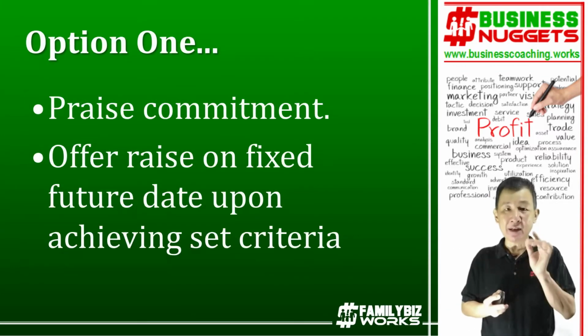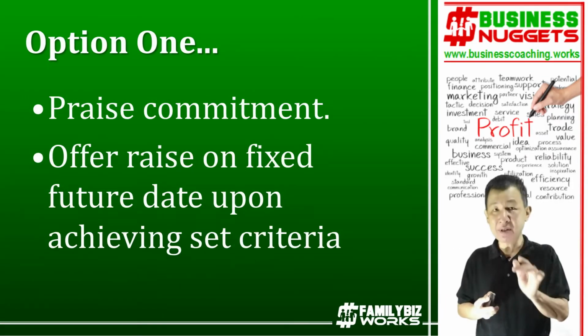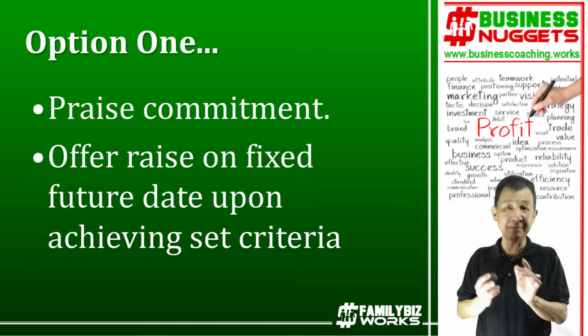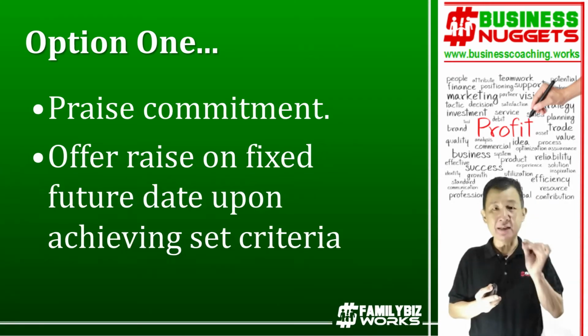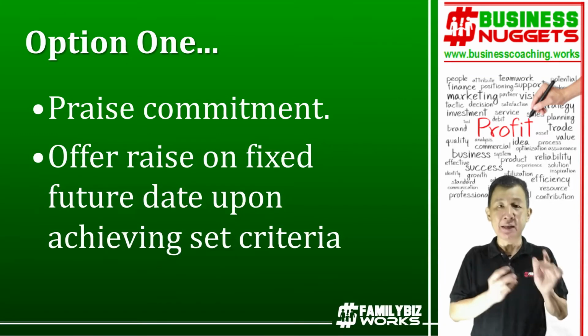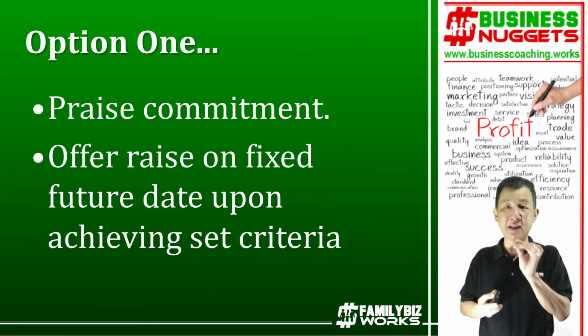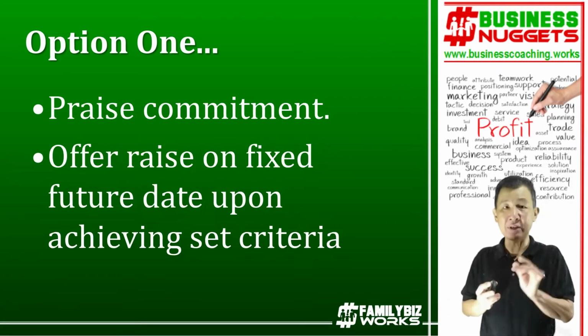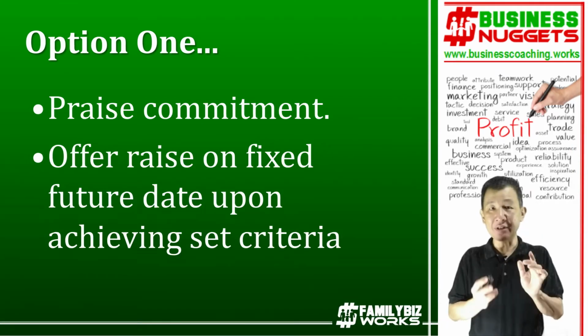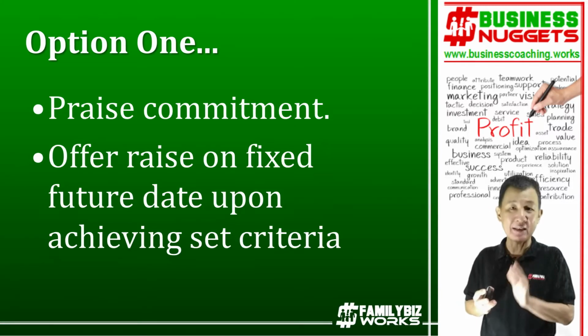Option 1. Recognize and praise his commitment and promise him an increase upon achieving certain performance criteria in the next 90 days and put that in writing. Set achievable criteria. For example, he might already be doing some extra functions unofficially. Just make that official in 3 months. It is important for the criteria to be achievable and not designed to fail the staff as a way to deny his request.